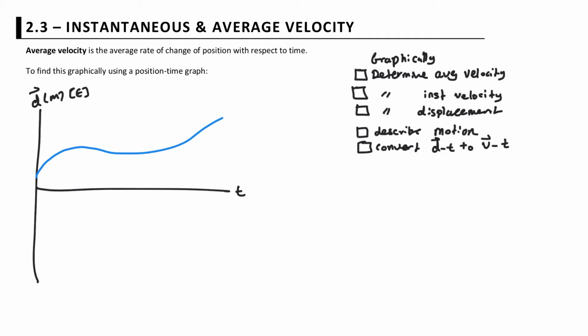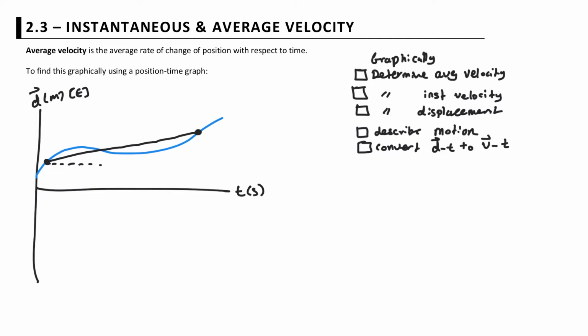So to find average velocity, we need to find the average rate of change of position, which is here, with respect to time, which is down here. To do this, average rate of change from our previous videos can be found by the slope between 2 points. So we simply take 2 points where we want to figure out what the average velocity is between those 2 points. We draw a straight line to it and we find the slope of that.